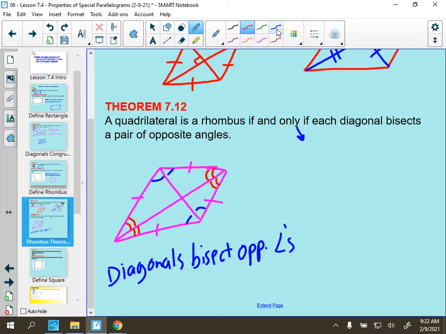Well, you know what? Actually, let's do it like this. Let's make it look like a square. Say, all right, what is that? It's not a square, not a rhombus, not a rectangle, nothing. It's a quadrilateral. It's as specific as I can be, right?